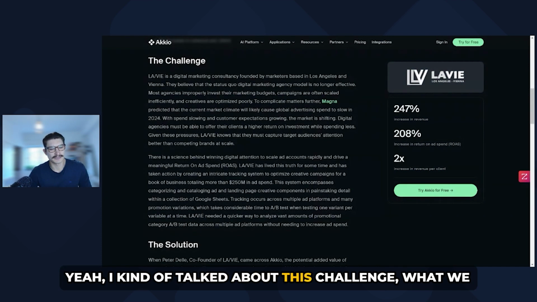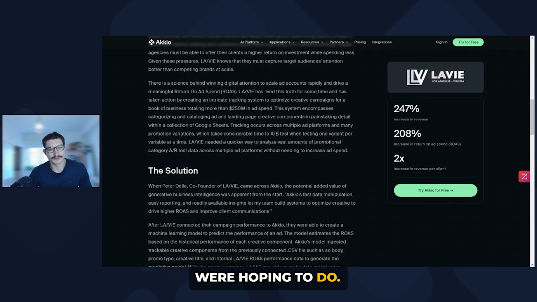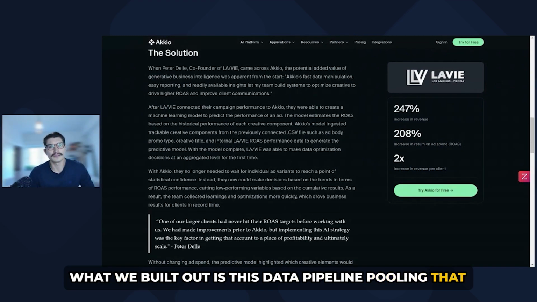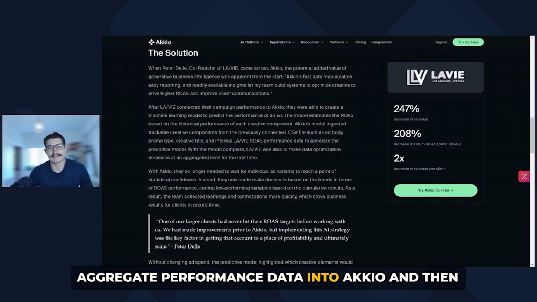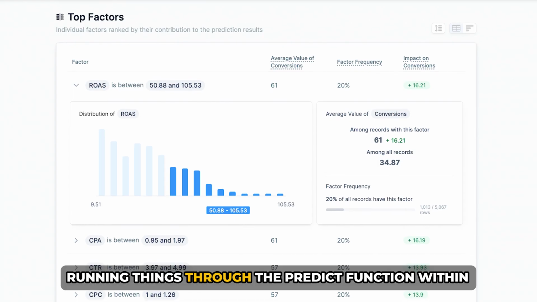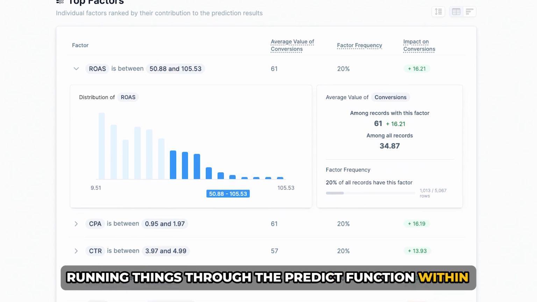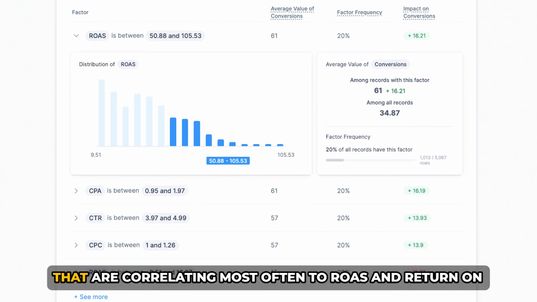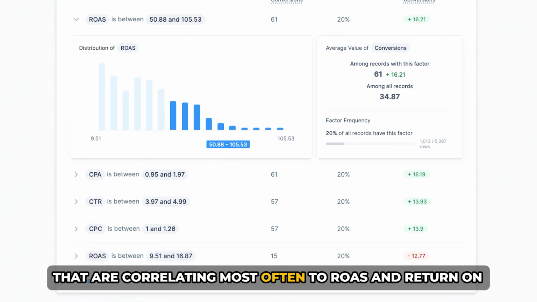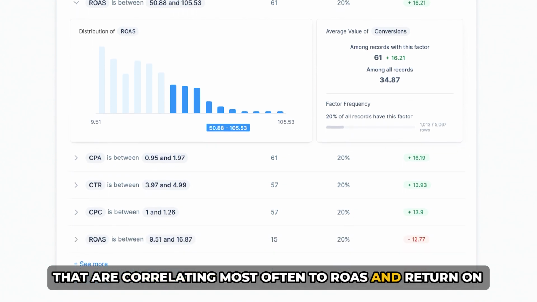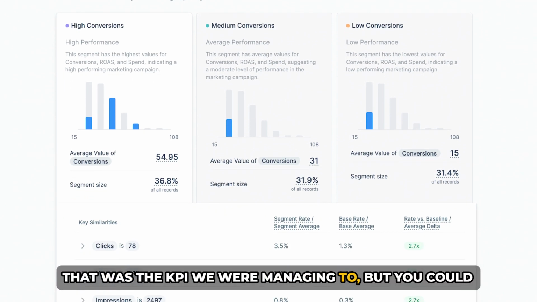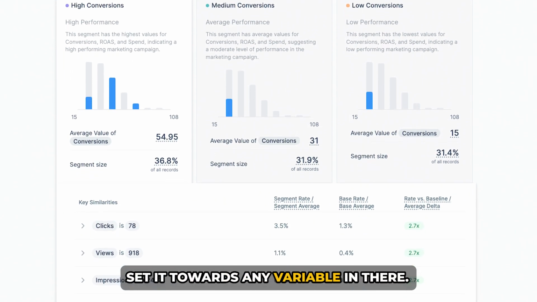I kind of talked about this challenge, what we were hoping to do. What we built out is this data pipeline, pooling that ad creative performance data into Akkio, and then running things through the predict function within Akkio. So what you're able to do is find the variables that are correlating most often to ROAS, return on ad spend. That was the KPI we were managing to, but you could set it towards any variable in there.